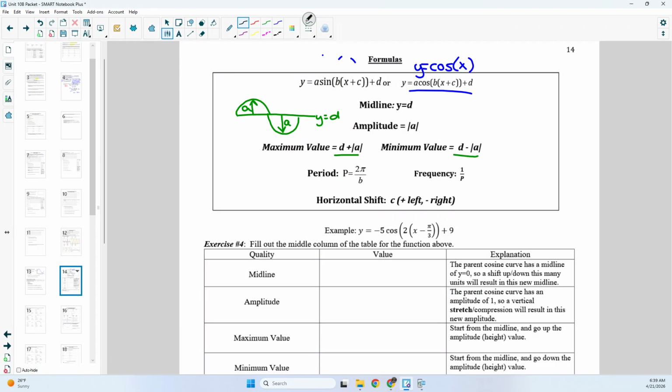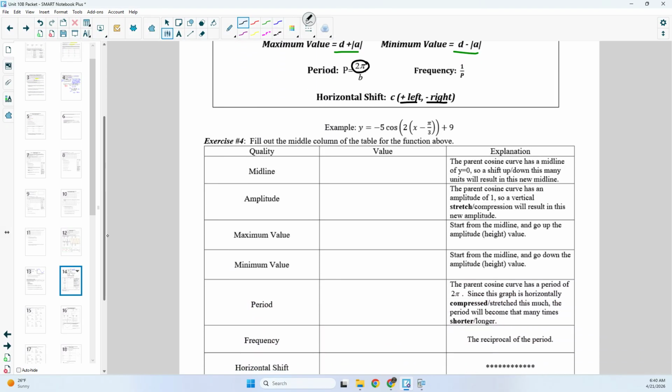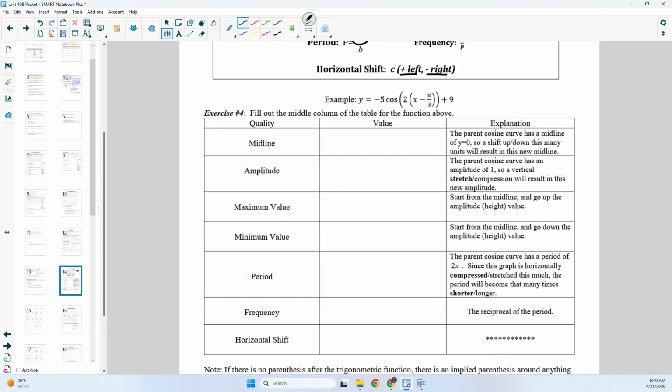Our normal period is 2 pi. Having a horizontal stretch or compression of 1 over b is going to impact that normal period of 2 pi by dividing by b. Frequency, we just have is the reciprocal of the period, so that's just 1 over whatever I get from the period. And then a horizontal shift is the c value, we already said, positively left and right. So those are quick connections to transformations. Now we're going to look at an example and see how this works.